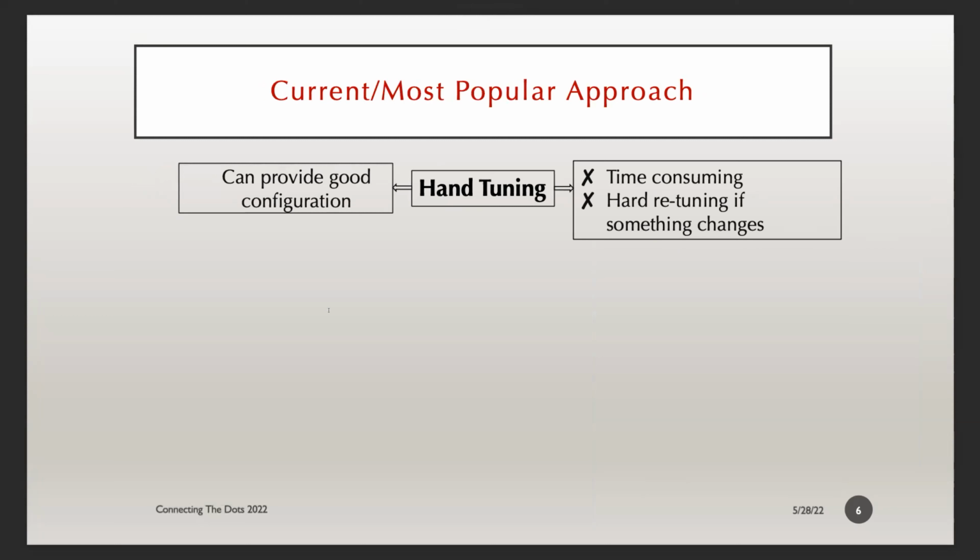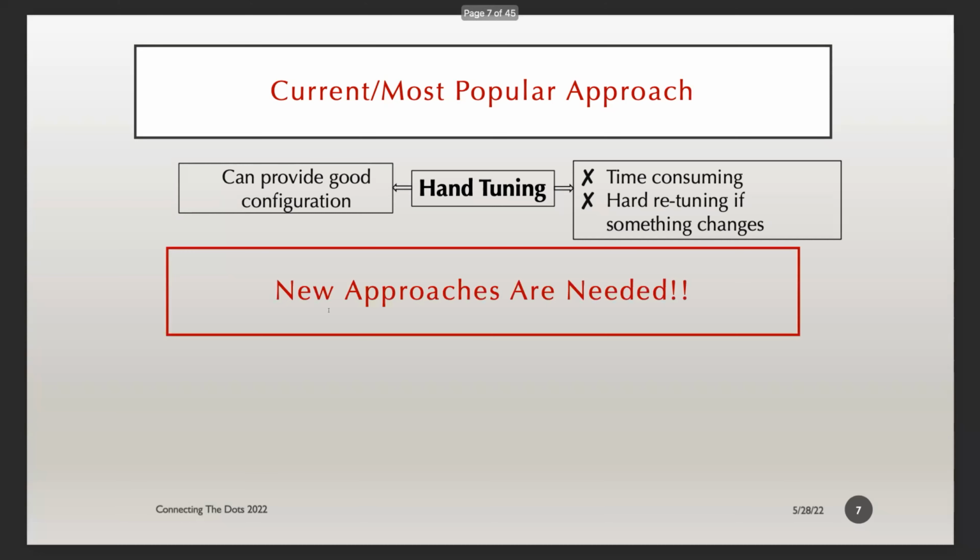Okay, and the current approach, the most popular approach right now is hand tuning, where by hand we try to fix the different input parameters and see which configuration is working the best. So this can provide a good configuration, but this approach is very time consuming, and retuning is very hard if, suppose, there is a change in the underlying configuration or any other factor changes. So the retuning is very hard. So the new approaches are very much needed.